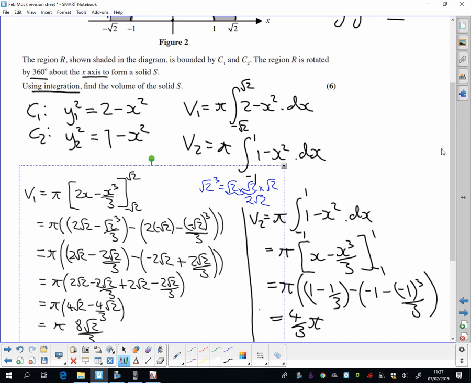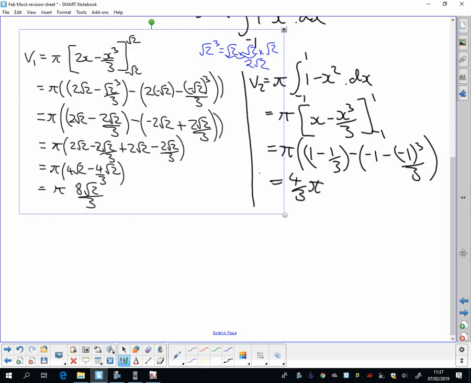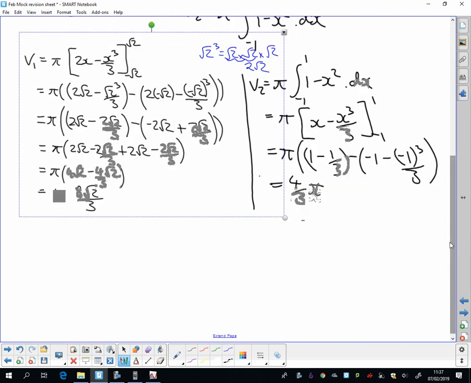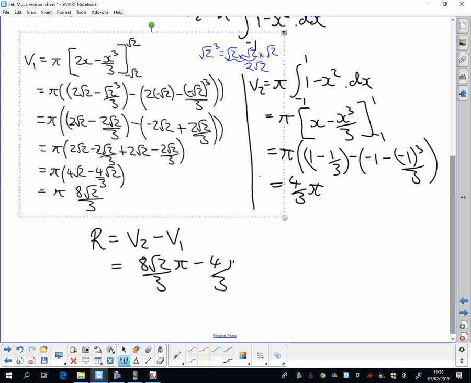And then I'm just going to scroll down here. Okay, so the overall volume that we're looking for, which they called R, is the larger volume minus the smaller volume. And if we combine those, that's 8 root 2 minus 4 over 3 times pi. And then if you were asked to turn that into a decimal in the question, then you should get that as 7.659 units squared.